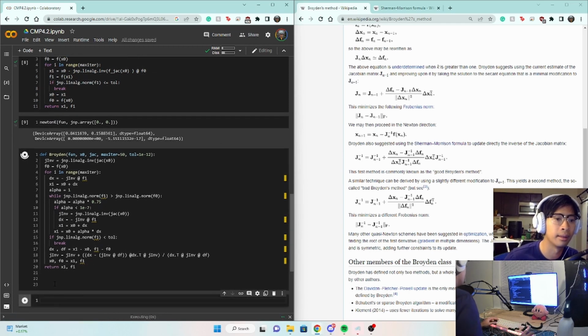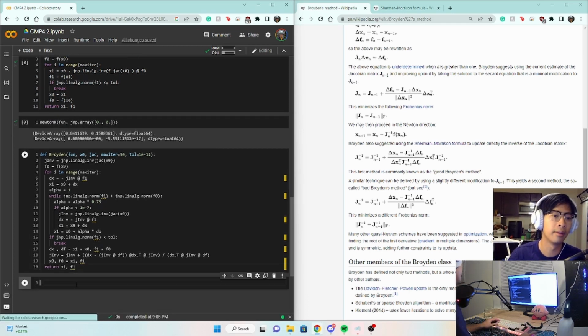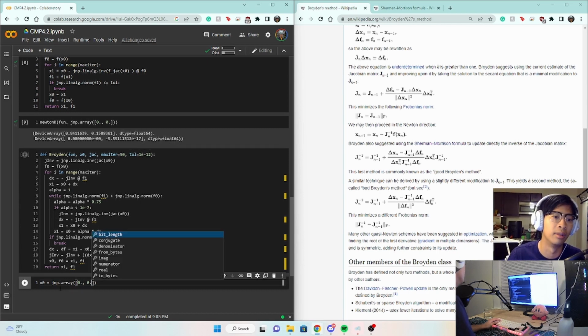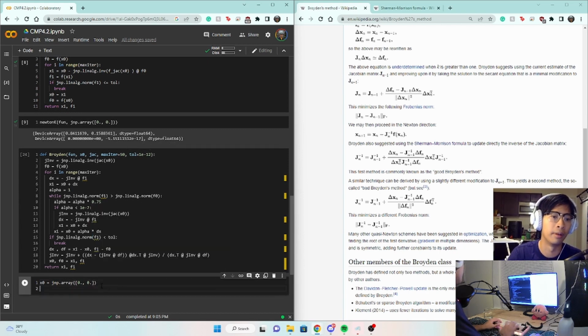Okay, so let's try this out. We need an initial guess, so let's do an initial guess equal to, remember we have to work in JAX numpy arrays, so let's do 0, 0. We'd expect to see an answer like Newton's method. So we'll go off and write Broyden's method.